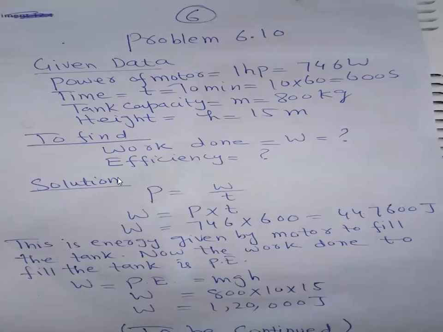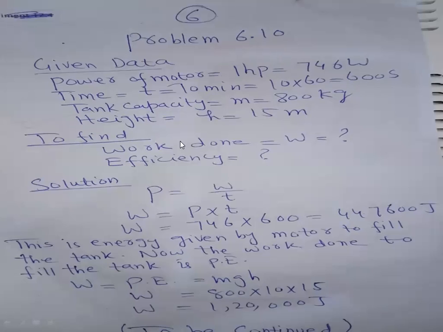So what is given to us, I'm going to write. Power of a motor is 1 horsepower, and 1 horsepower, I have already told you on page 137 under the topic power, you can find this formula: 1 horsepower is equal to 746 watt. And time is given in minutes, so I converted this into seconds, because the SI unit of time is second. So 60 multiplied by 10 is 600 seconds. Next, tank capacity is given, M is equal to 800 kilogram, right? So height H is 15 meters.